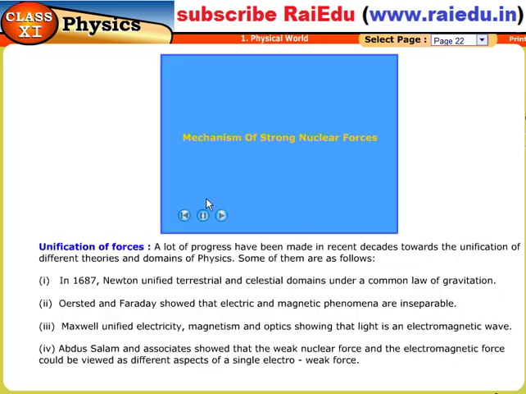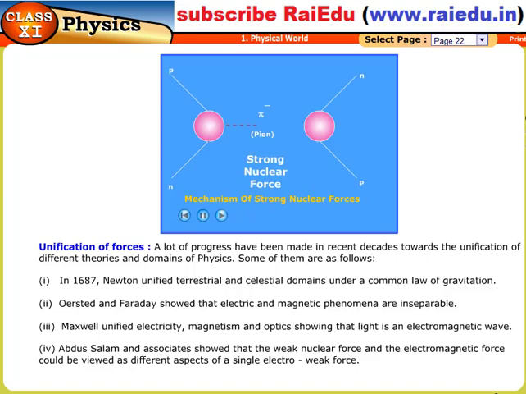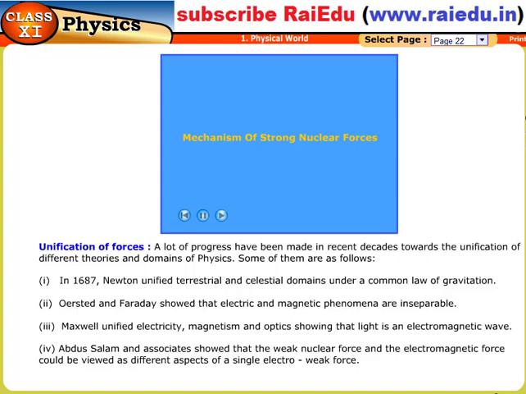Unification of forces. A lot of progress has been made in recent decades towards the unification of different theories and domains of physics. Some of them are as follows. In 1687, Newton unified terrestrial and celestial domains under a common law of gravitation. Oersted and Faraday showed that electric and magnetic phenomena are inseparable. Maxwell unified electricity, magnetism and optics, showing that light is an electromagnetic wave.